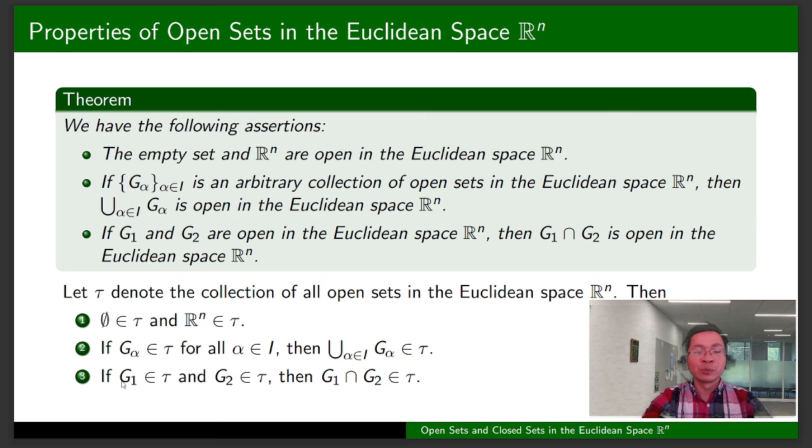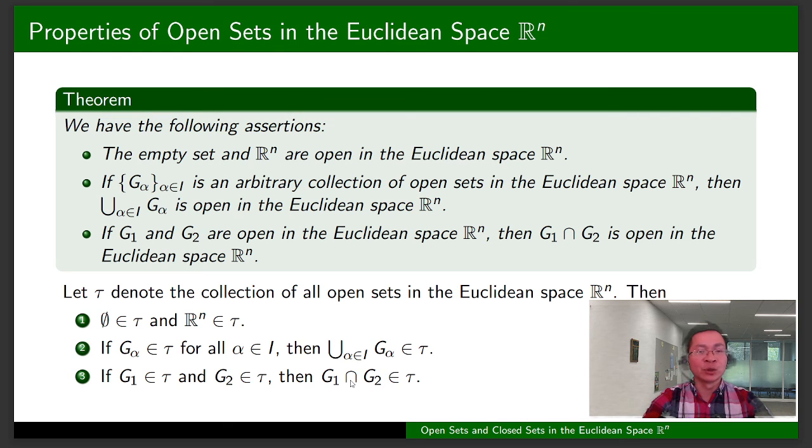And the third property says that if G1 is in tau and G2 is also in tau, then the intersection of G1 and G2 is in tau. And we say that tau is closed under the intersection of two sets. By induction, we can show that tau is also closed under the finite intersection.